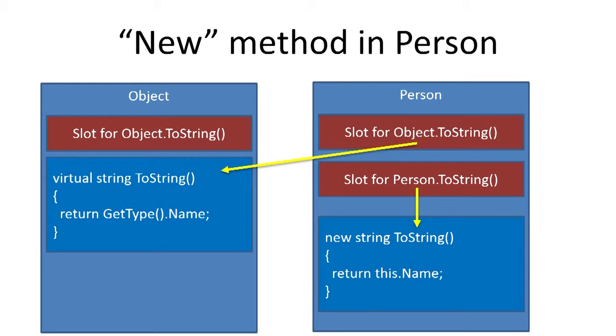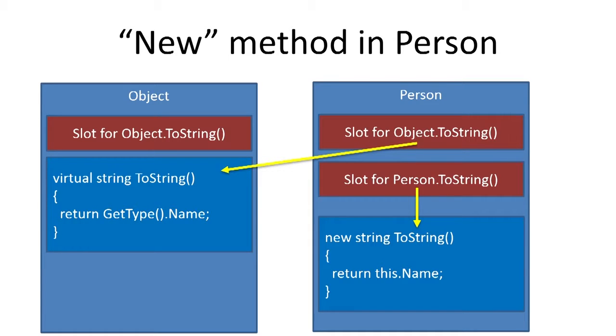All right, so suppose we have a new method in person. We have a new toString. So now let's take a look at the situation. The object class is unchanged. It still has the slot that it has for its virtual method toString. It still has its default implementation of toString. Now, for person, we inherit the slot for the toString method from object.